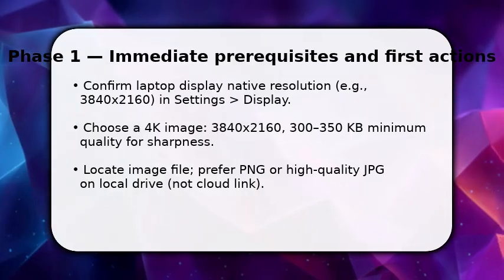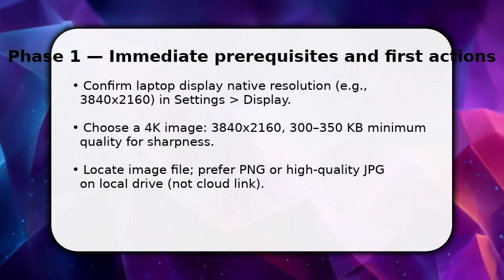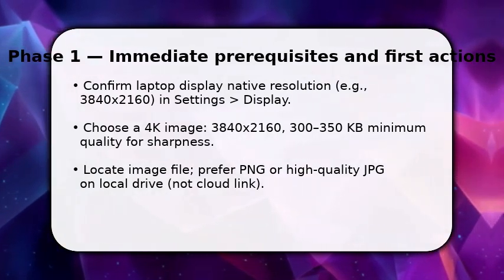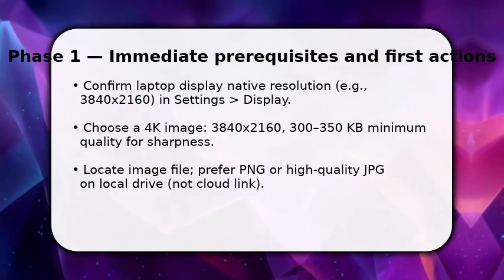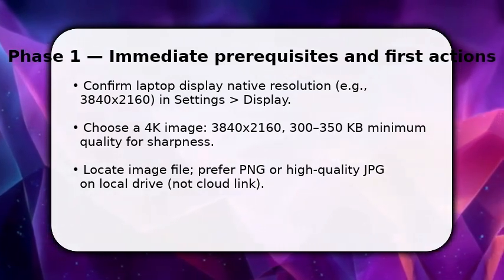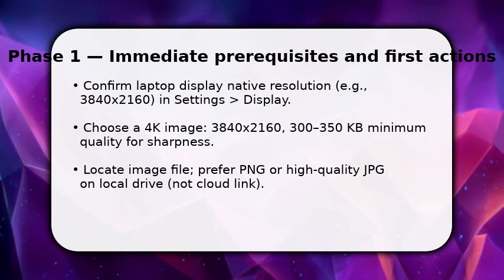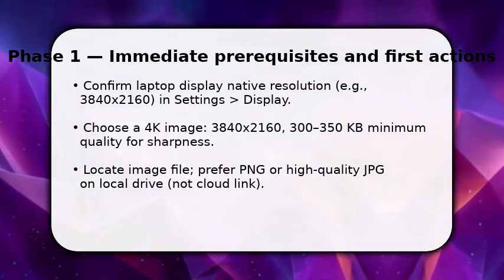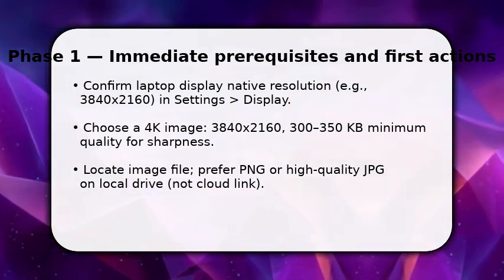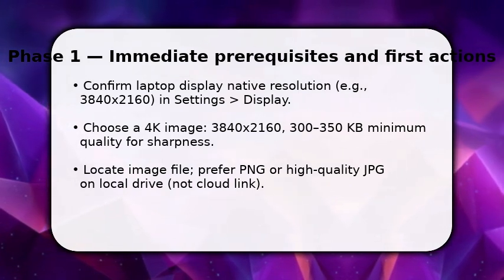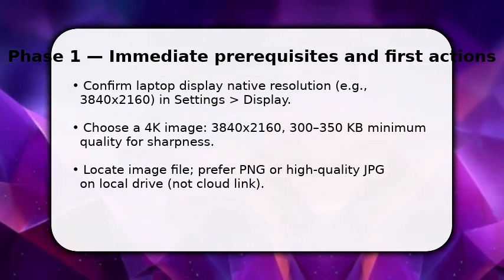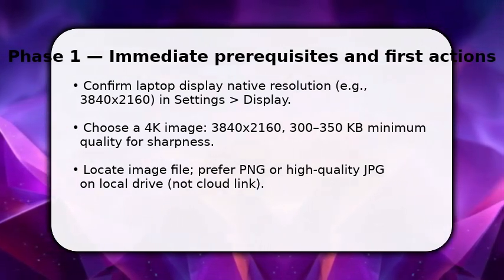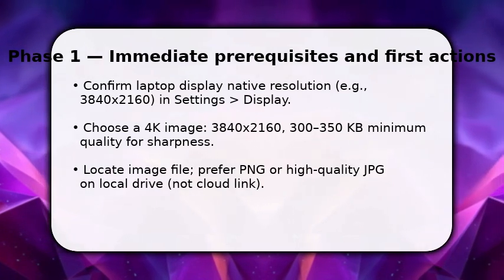You start by verifying the display's native resolution. Open Settings and note the exact numbers, because matching resolution prevents stretching. Once done, pick a true 4K image file at 3840 x 2160 stored locally. This keeps scaling accurate and avoids compression artifacts. Make sure the file type is PNG or a high-quality JPG and place it in an easy folder. This first step saves time later, so you won't chase blurry output.